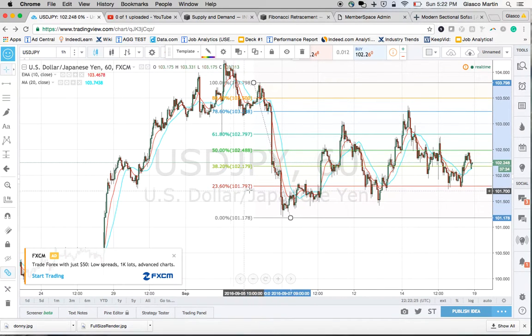Some people do use the 23.6 as a retracement. I don't use that. But you see that it did break through the 38.2 right here and it retested. So if it does retest it, that's going to be a buy. And it did shoot up. So it didn't respect it and drop. It respected it, it broke through, respected it, and then went up.